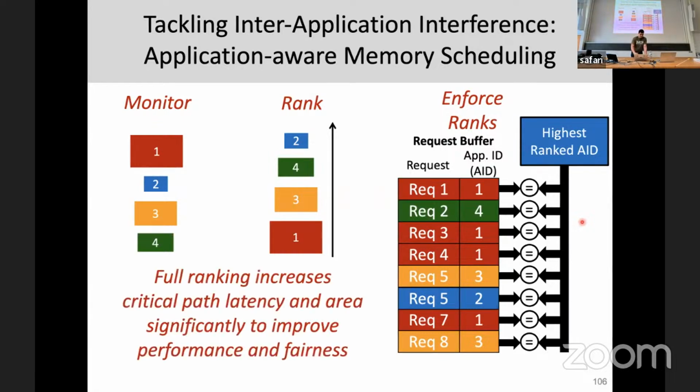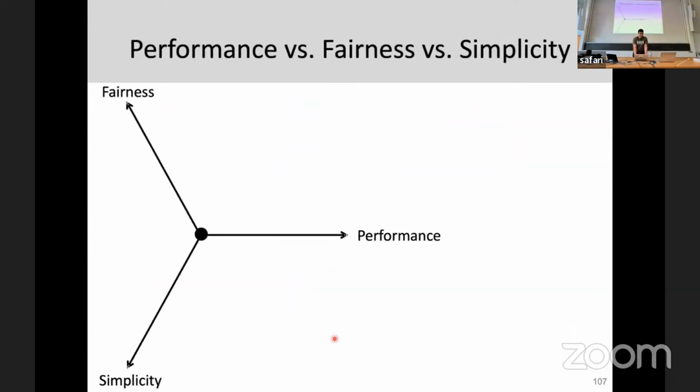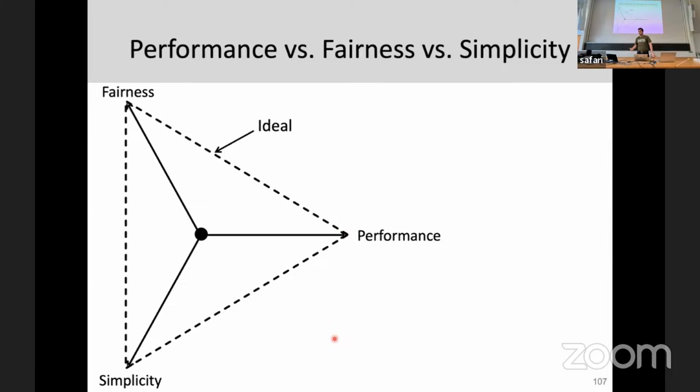And that's what I was trying to convey. Basically, full ranking, ranking these requests, increases the critical path latency and area. But you do this in order to improve fairness and performance. Now, BLISS is adding another dimension into this trade-off space of fairness and performance. And now we have simplicity. Simplicity in terms of mostly hardware complexity, that can be area and latency overheads of the hardware that you need to implement.